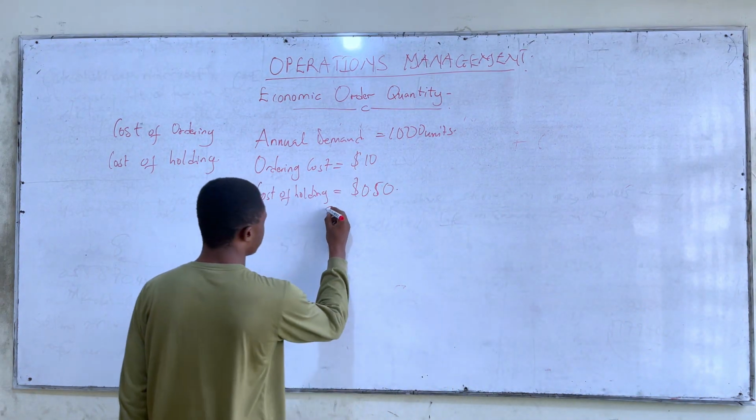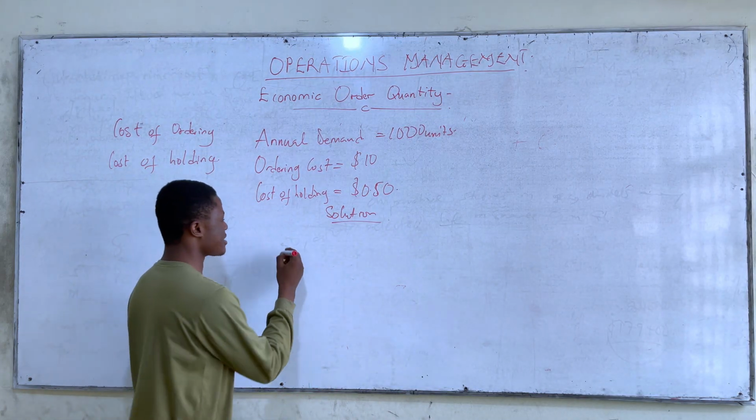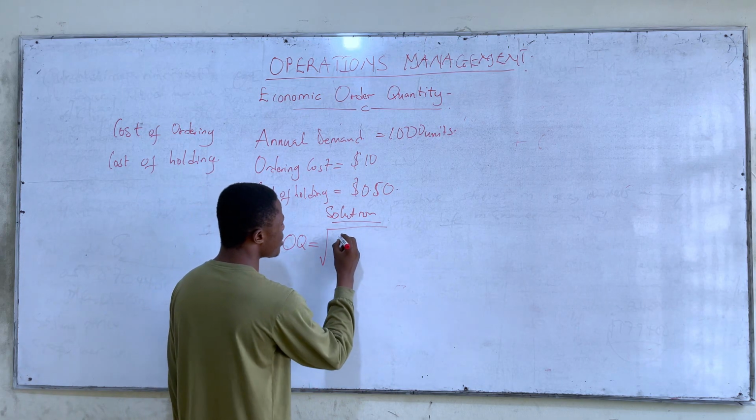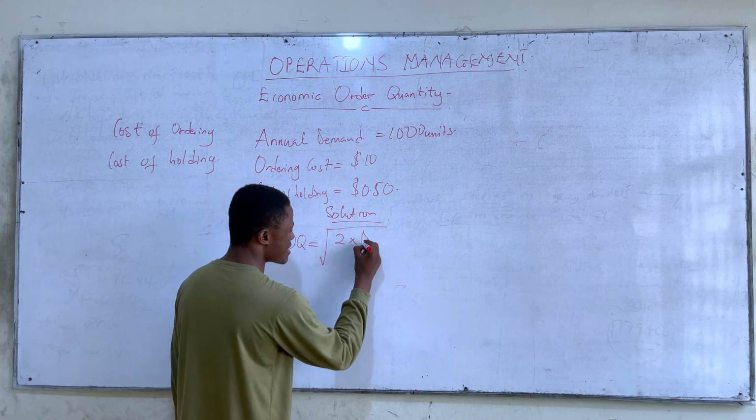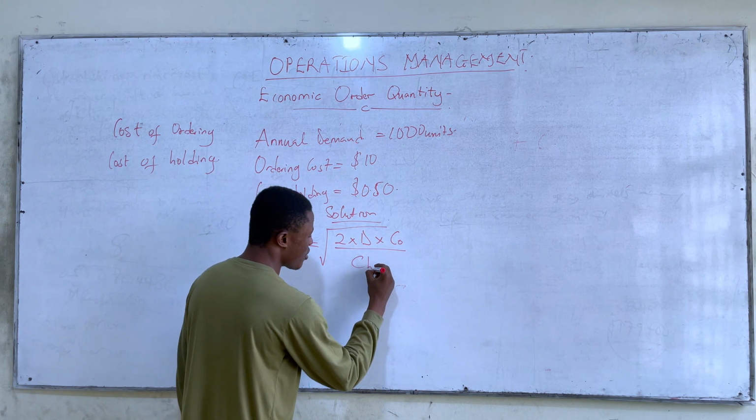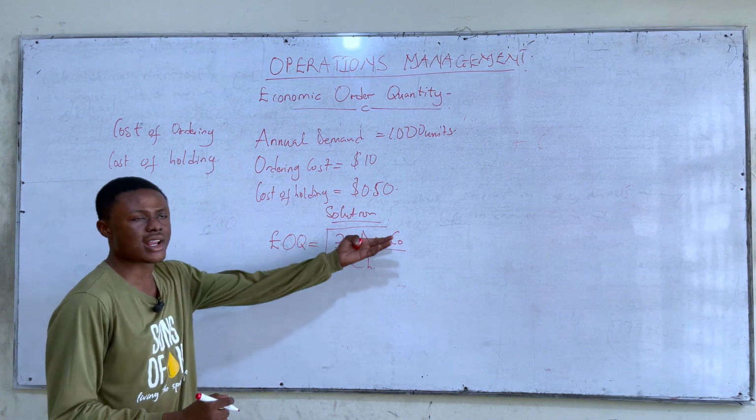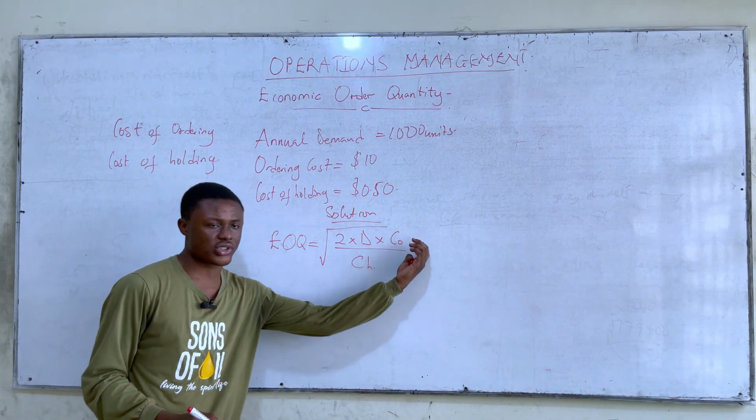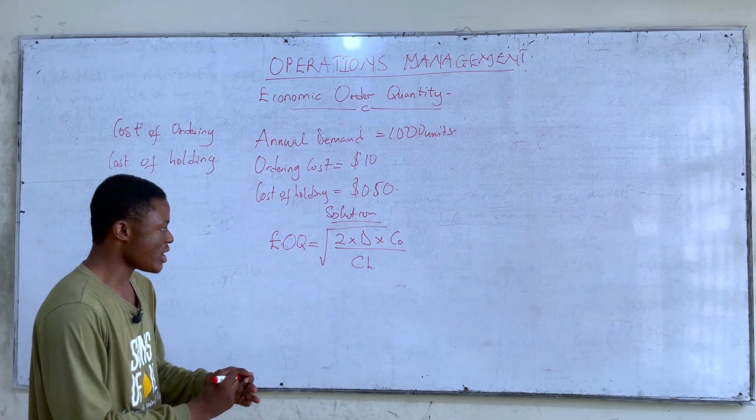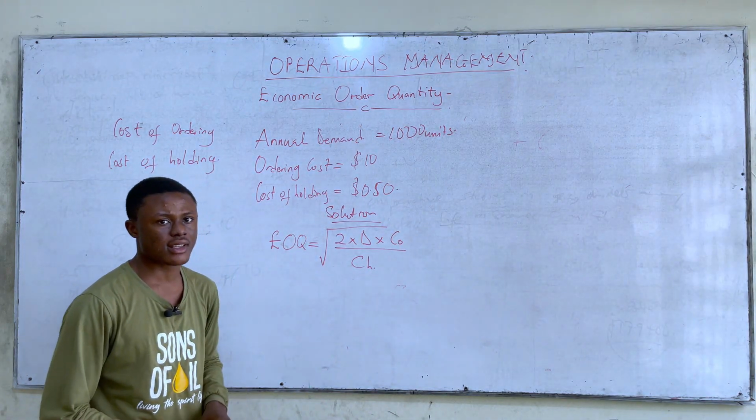So with solution, what is our formula for economic order quantity? So here our EOQ is equal to the square root of 2 times demand times cost of ordering divided by cost of holding. Are we good? Great. So here in the question, it has given us demand, the cost of ordering, and the cost of holding. So for it to be simple, what you have to do is to just input all these items into this for you to get the answer.